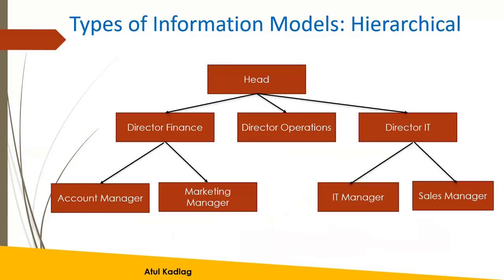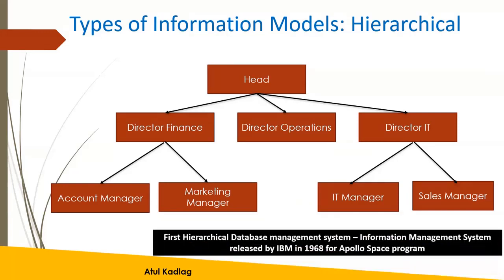This is an example of an information model, of the type which is hierarchical. Here we can have different departments like finance, operations or IT, and we can have a director for them. In each department, we will have some managers related to accounts or marketing. So it is a parent-child hierarchy which is defined. This is one type of information model, and the first hierarchical database management system was released by IBM in 1968 for the Apollo space program.